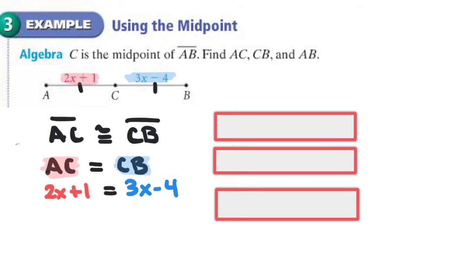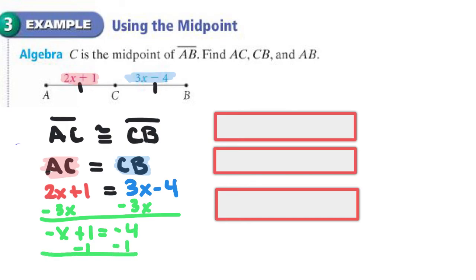So if I wanted to solve, I'd bring all my x's to one side. Let's say I decide to subtract 3x from both sides, so I get negative x plus 1 equals negative 4. Subtract 1 from both sides, so I get negative x equals negative 5, which gives me that x equals 5. Now, if we look back, we didn't solve the entire problem.